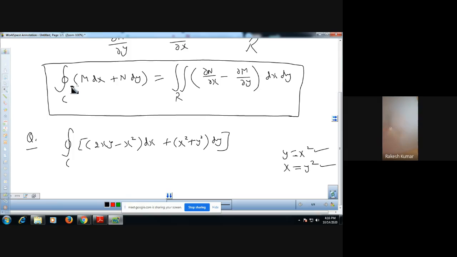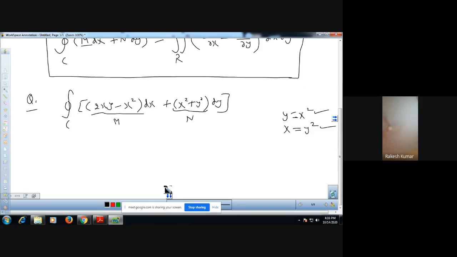So if we compare this left hand side with this, the coefficient of dx is M. So this is your value of capital M. It is a function of x and y. And similarly, this is your capital N. So M and N are there. And we should be able to evaluate the partial derivative of M with respect to y, that is 2x, and the derivative of N with respect to x, that is also 2x.